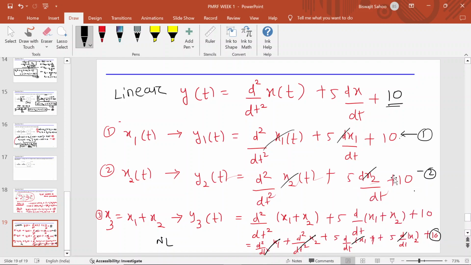Similarly, integration also, sir, like a differential equation. When you write integration of the system, that also makes the system linear, but don't add any constant value.